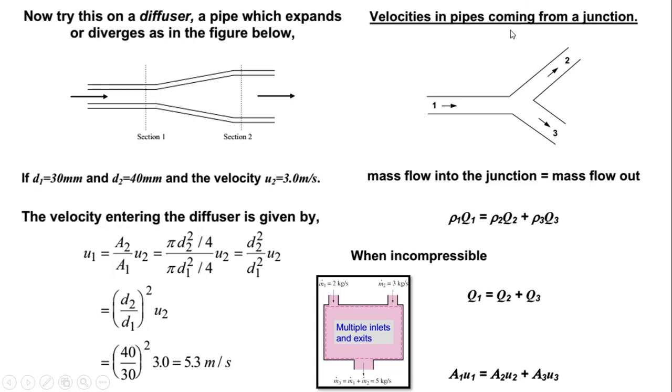Okay, so now if you've got velocities in a pipe from a junction, so we've got flow coming from point A or point 1, and it reaches a junction where it goes to 2 and 3. So what we need to know is mass flow into the junction should be equal to mass flow out. So whatever is coming in should be equal to whatever is going out. So in this case, we will look at Q1 should be equal to Q2 plus Q3.